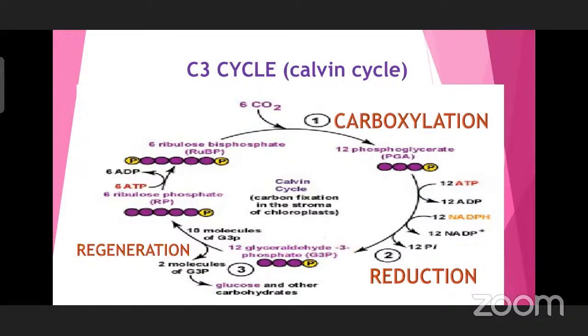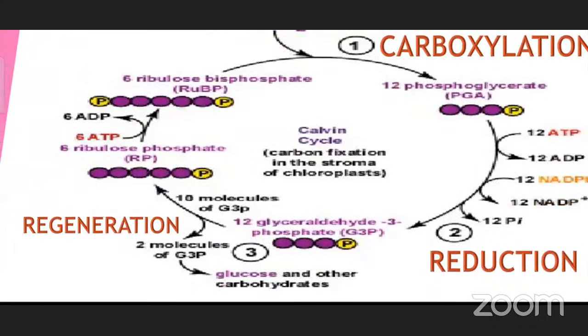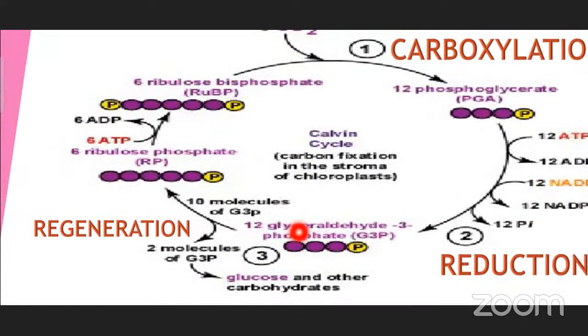Of these 12 molecules of glyceraldehyde 3-phosphate, 2 molecules of G3P are going to make the sugar, or the glucose, and other carbohydrates are going to get synthesized by using the PGAL. Also we can say PGAL means phosphoglyceraldehyde. Don't get confused with the name. Phosphoglyceraldehyde, PGAL, is also the same as glyceraldehyde 3-phosphate. The remaining 10 molecules of glyceraldehyde are going for the next process called regeneration.